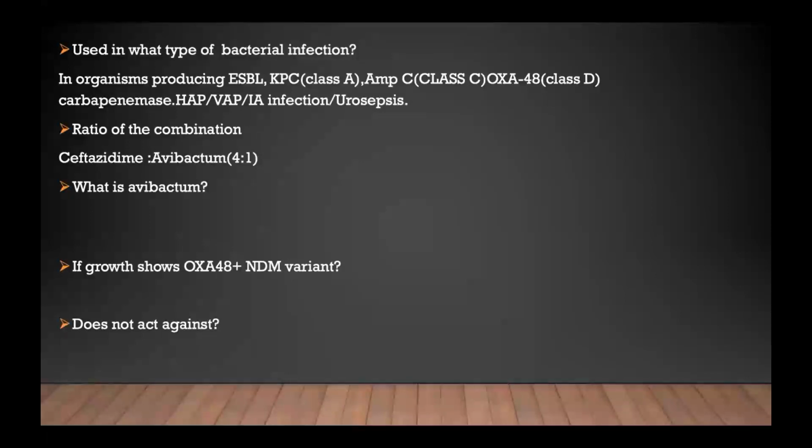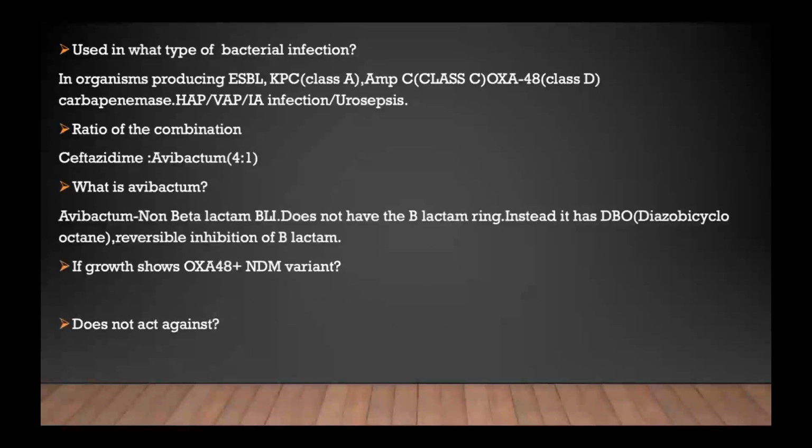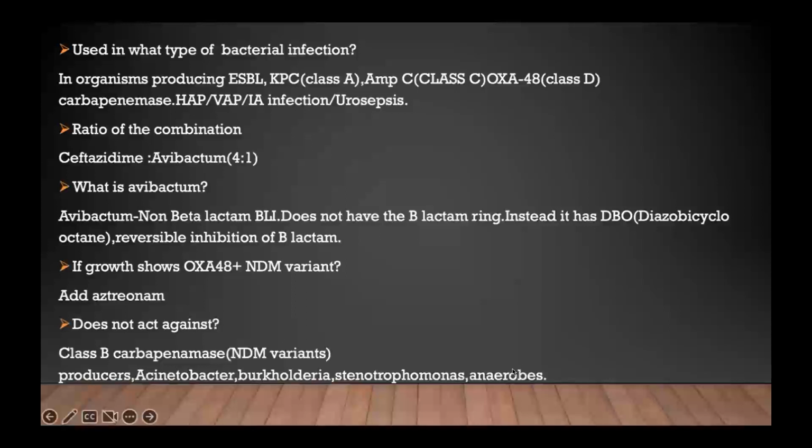So what is the avibactam in this combination? Avibactam is a beta-lactamase inhibitor, ma'am. It's a non-beta-lactam inhibitor, it doesn't have the beta-lactam ring. Okay. And suppose your variant is showing OXA48 plus NDM variant, then what do you do? Then we have to combine with aztreonam. Exactly. And it doesn't act against which organism? Stenotrophomonas. So basically, one which has this NDM, and also Acinetobacter.